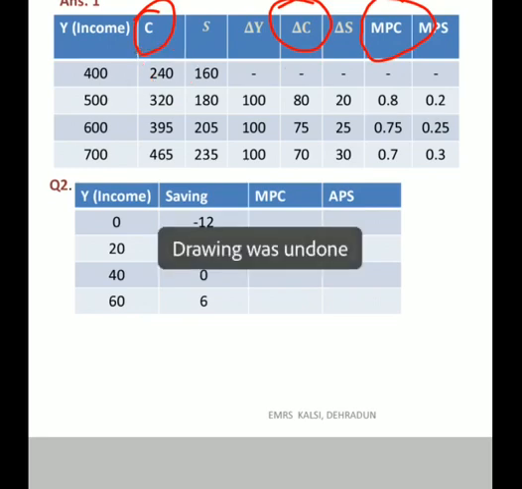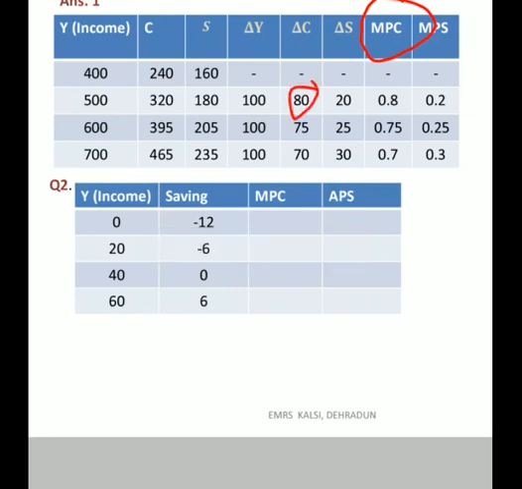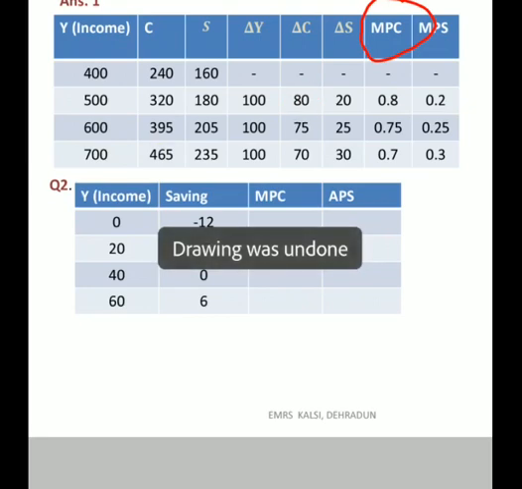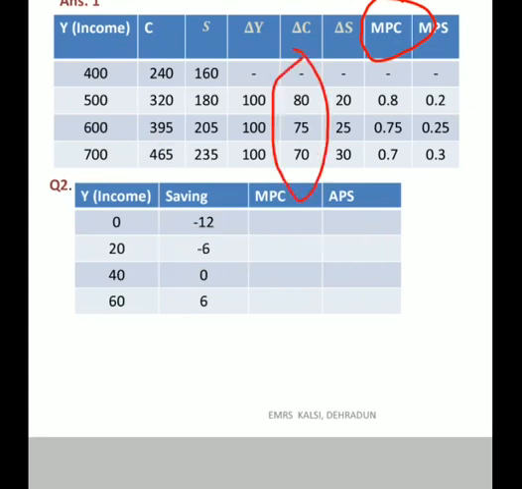Okay, now for the second row, our current value is 320 and the previous value is 240. So we will subtract these, 320 minus 240, and we will get 80. In the same way, for the third row, our current value is 395 and the previous one is 320. So we will subtract these two and we will get 75. So in the same way, we can find the remaining values of delta C.